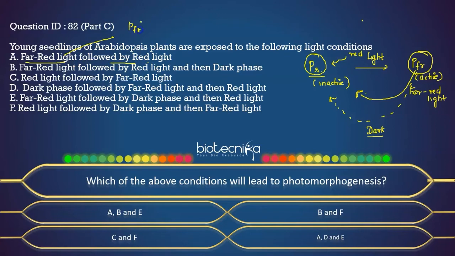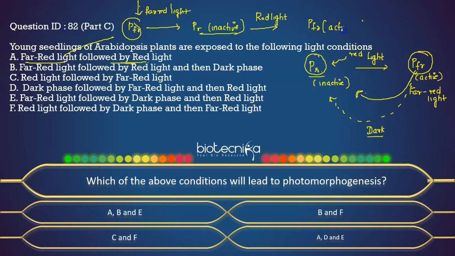So PFR receives far red light, which means an active form will be converted into an inactive form. Okay, so far red light is getting it. PFR receives far red light and it will be converted into PR, inactive, followed by red light. Now PR will receive red light and now it will be converted again into what? PFR, which means it is going to be active.